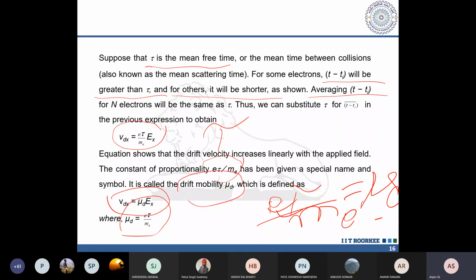This is the most important concept in solid state, what the drift mobility will be, because that controls the electric current. Of course, there are other things also, like charge carrier density, that we'll try to explore. I hope you understand the meaning of drift mobility. Okay.